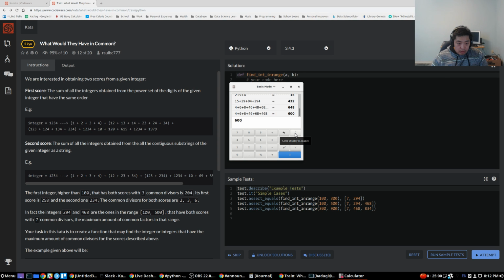In fact, the integer is 2944. Are the ones in range that have both scores of 7 common divisors? What are the 7 common divisors? Oh!